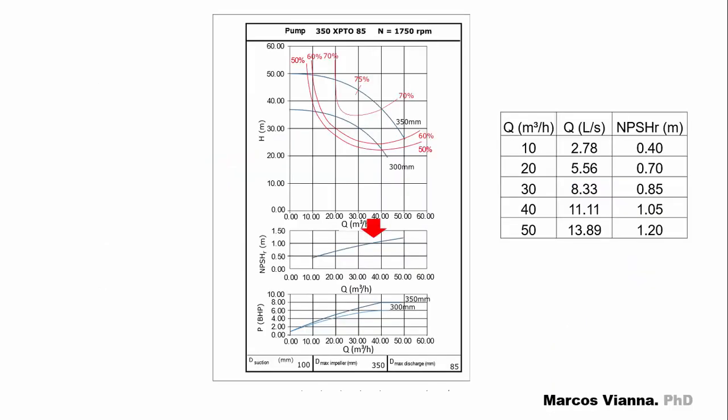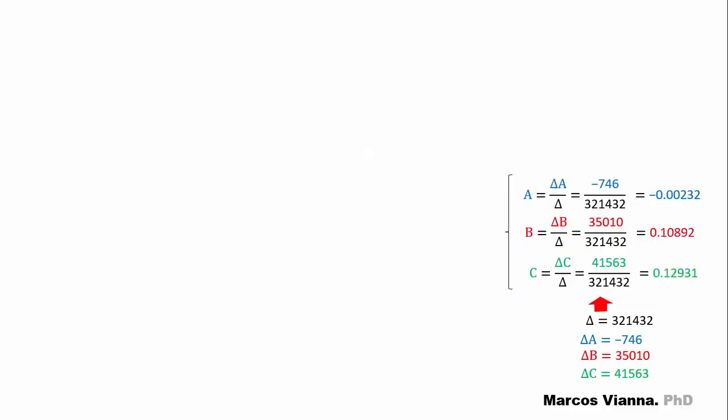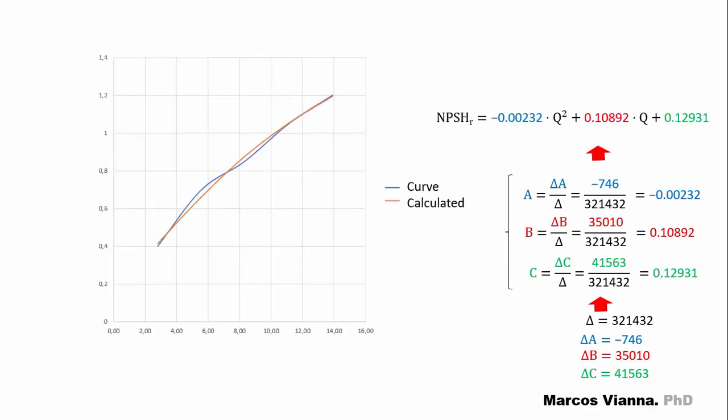The procedure for the NPSHr is just the same. We take these pairs of values from the curve, bring them to this table, calculate the values of the determinants delta, delta A, delta B, and delta C, which allows us to calculate A, B, and C. Here is the equation for the NPSHr curve. See in the figure how the function that we found is close to the curve from the pump chart.